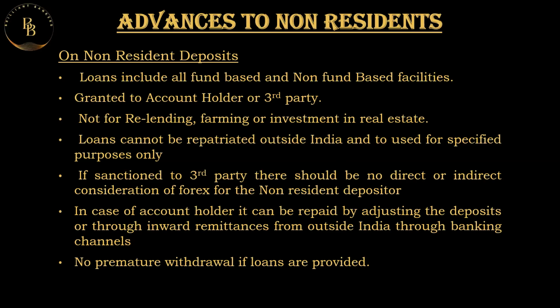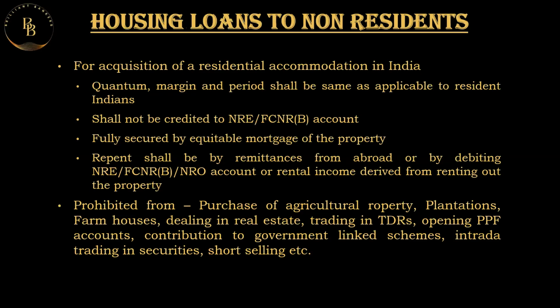The main condition is that this loan is not to be taken for relending, farming, or investment for real estate purposes. These loans cannot be repatriated outside India and are to be used only for the specified purposes. If the loan is sanctioned to a third party, there should be no direct or indirect consideration of foreign exchange for the non-resident depositor. In case of the account holder, it can be repaid by adjusting the deposits or through inward remittances from outside India through banking channels. No premature withdrawal if loans are provided, so no deposits can be closed prematurely if there is any loan on the same.